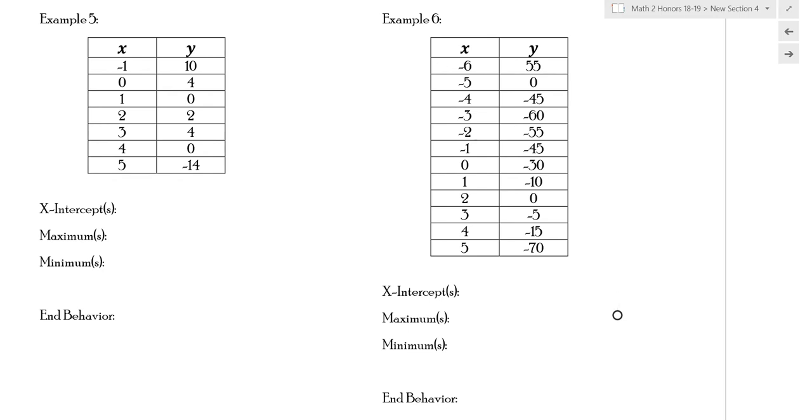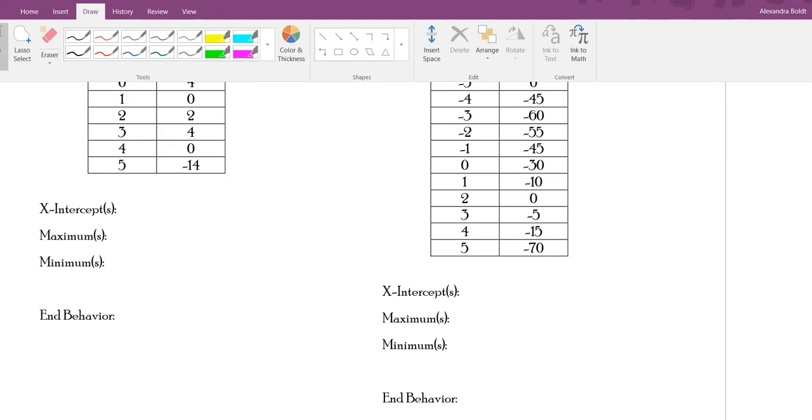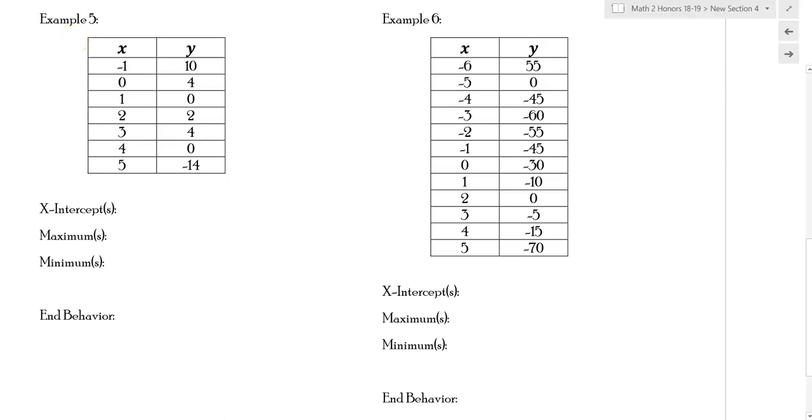Okay, so we're doing the same thing, but now we have a table instead of a graph. And I think the easiest way is just to graph your table. It doesn't have to be super pretty. I always look at where my first x is. It's negative 1, 1, 2, 3, 4, 5.